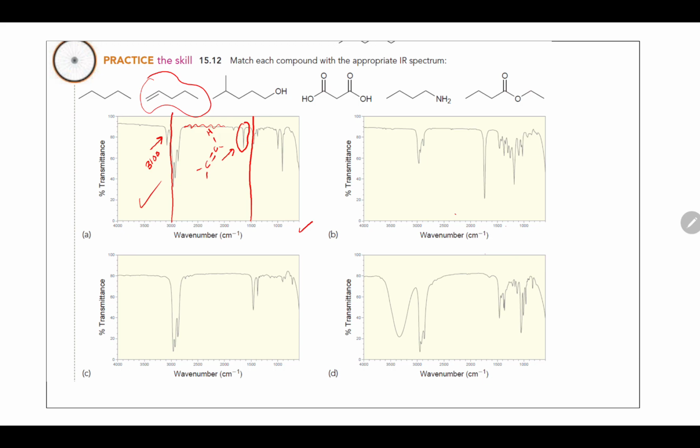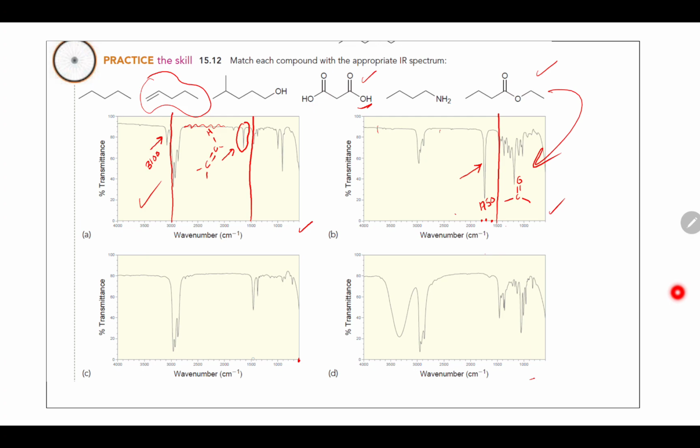Let's take a look at the second one now. This one here, again, drawing a line at 1500. The only thing which I can see is a sharp, high intensity peak around 1750. This is consistent with a carbonyl. Now we have a carbonyl here and we have a carbonyl here. But this one is a carboxylic acid, so there should be a broad band here, which is not there, which means that this compound is actually this.